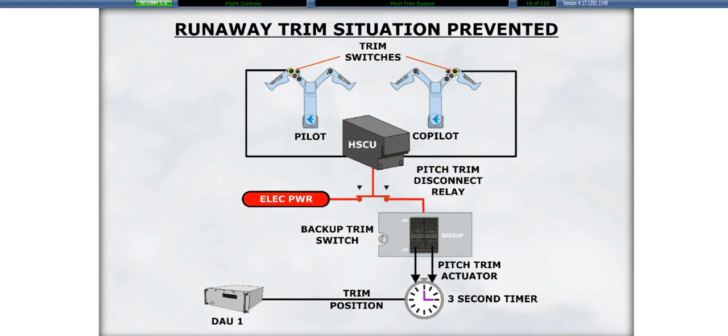A 3-second timer prevents a runaway trim situation. When manually actuating the trim, it will automatically cut out 3 seconds after the trim switches have been actuated. Therefore, you must release the trim switch every 3 seconds and actuate it again in order to continue trimming. The autopilot trim is not limited by this timer and incorporates a separate safety system.